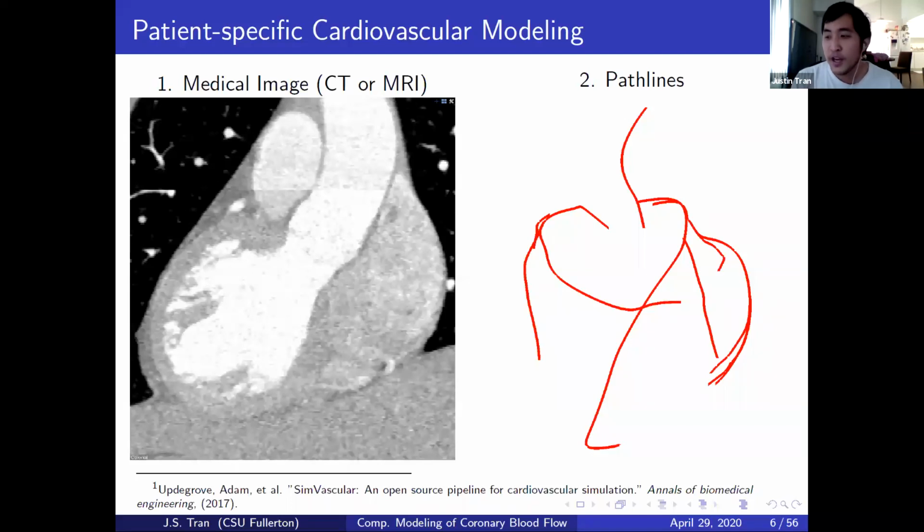Getting that information is difficult because a lot of times those are driven by the clinical questions. So a lot of times you have to be in constant communication with the doctors to pick out what are the most important vessels that you should do.